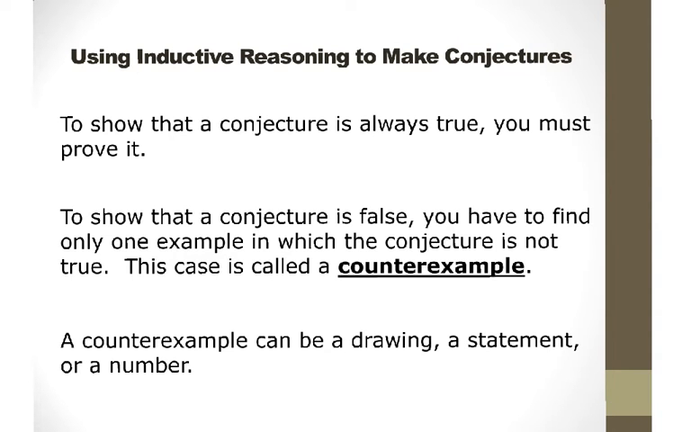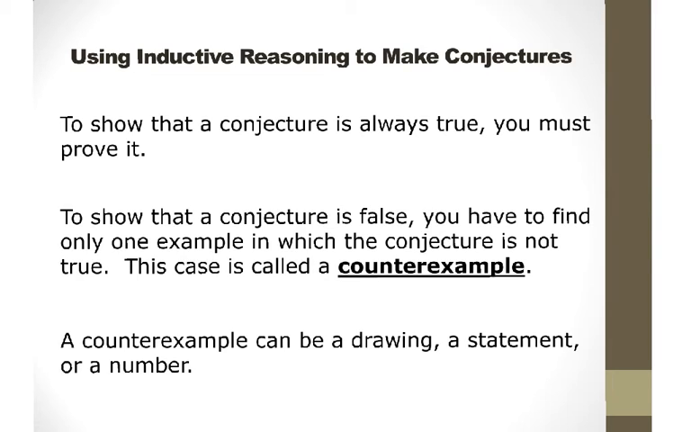All right, what I have for you on this slide is some stuff I've already stated a little bit. The first statement says to show that a conjecture is always true, you must prove it, just like I did in that last example. I proved it for all cases, not just one specific case or several. The next statement says to show that a conjecture is false, you have to find only one example in which the conjecture is not true. This case is called the counterexample. So unlike proving something true, where you have to show that all cases are true, for a counterexample you just have to find one example that makes your conjecture false.